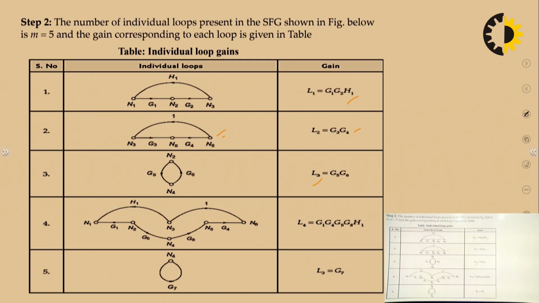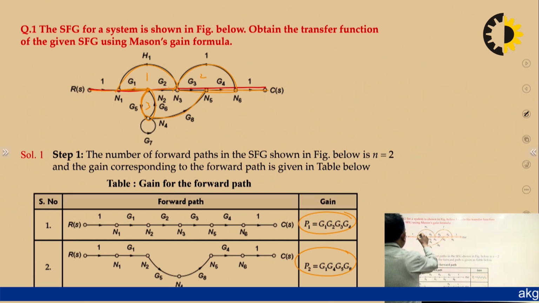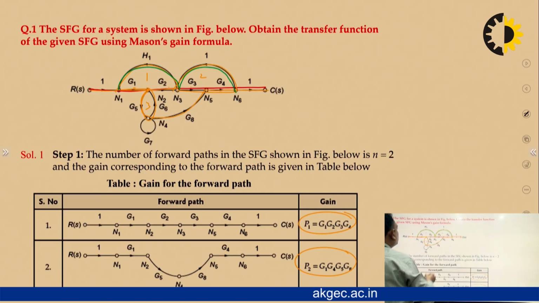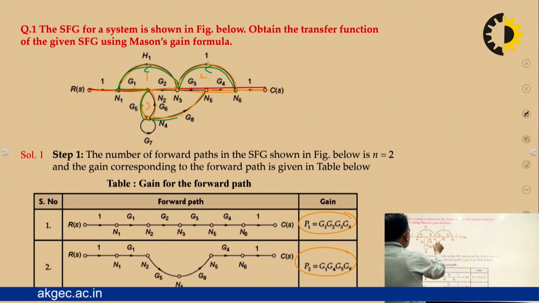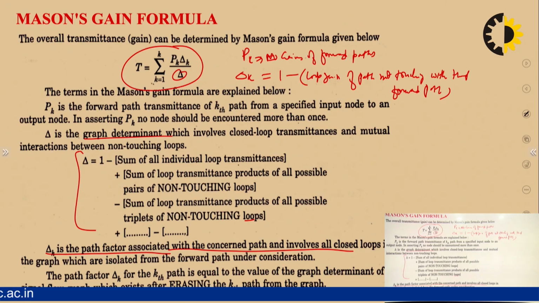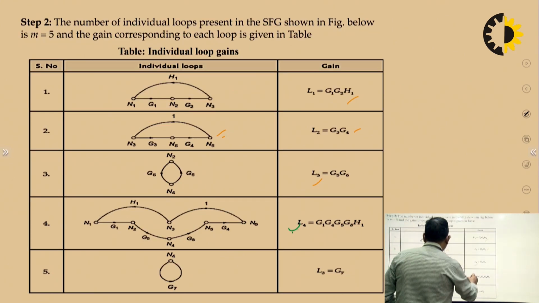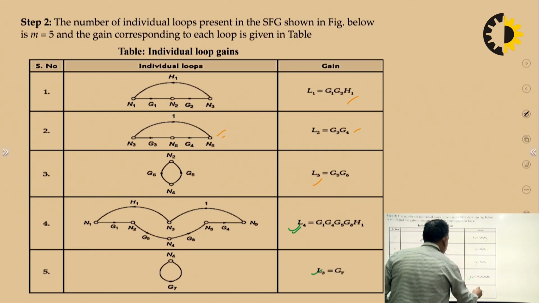You can see the transmittance in this direction, and then it will come like this. So this is basically the fourth loop, and the fifth loop is basically the self loop. You can see the transmittance is G7.